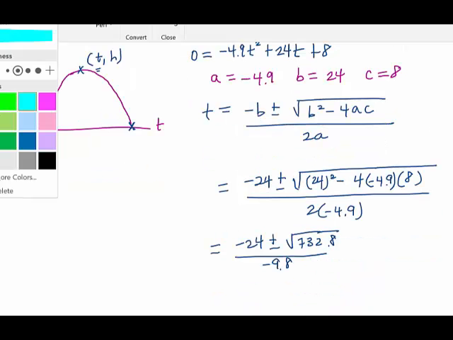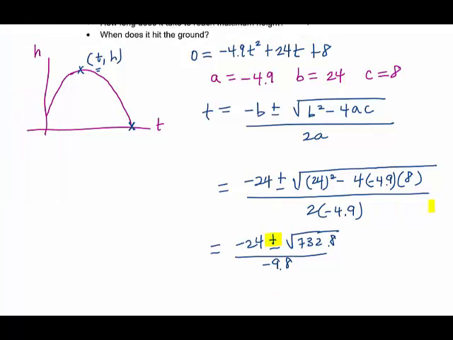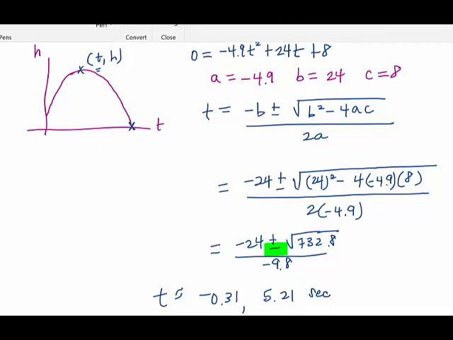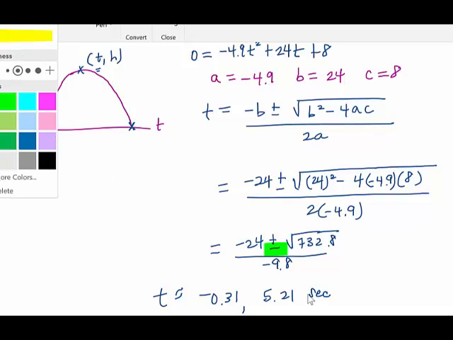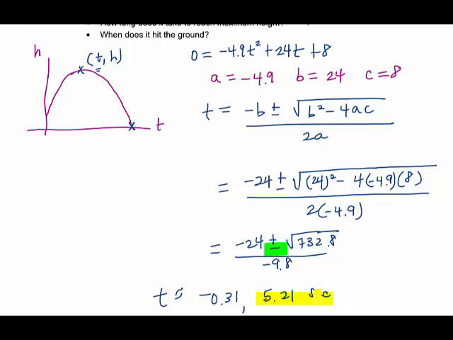And now we're going to just take this expression and evaluate it. So with addition in the numerator, we get t is approximately negative 0.31. Okay, instead, if we use the subtraction, it's negative 24 minus the square root of 732.8 divided by negative 9.8, which is approximately 5.21. Okay, and we want to know how long it takes to hit the ground, and so we need a time that's in the future, and that happens to be the second answer that we found, so 5.21 seconds.